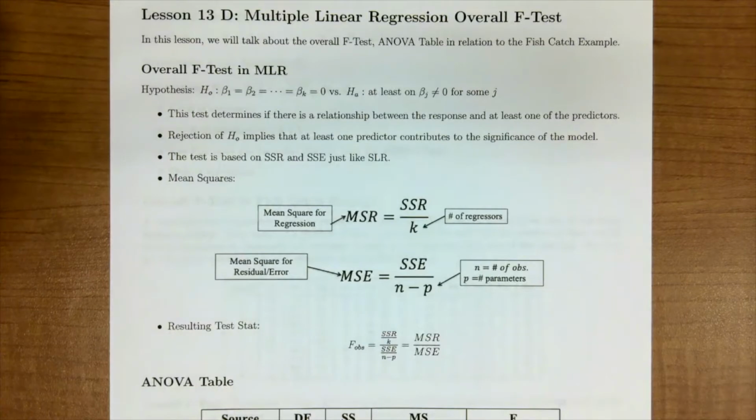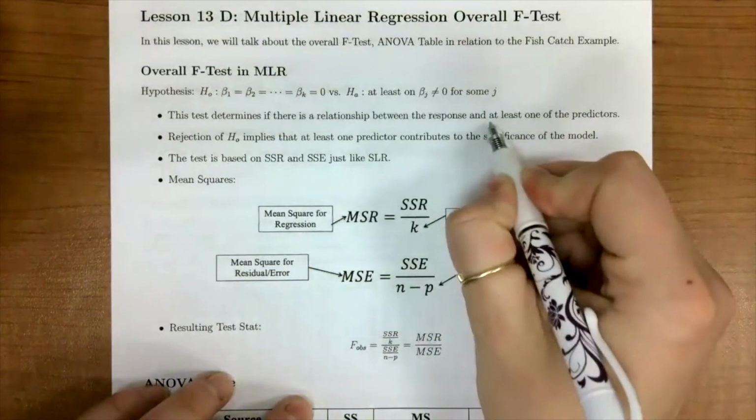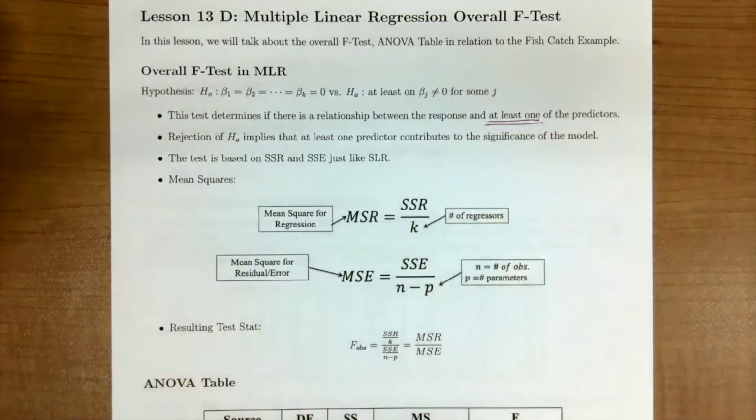This test is going to determine if there's a relationship between the response and at least one of the predictors. So if we reject our null hypothesis, this is going to imply that at least one predictor is going to contribute to the significance of the model. The test is based on the sums of squares of regression and the sums of squares of error, just like simple linear regression that we talked about. That y'all probably should have talked about in Stat 5615.